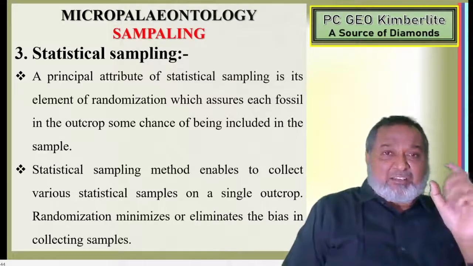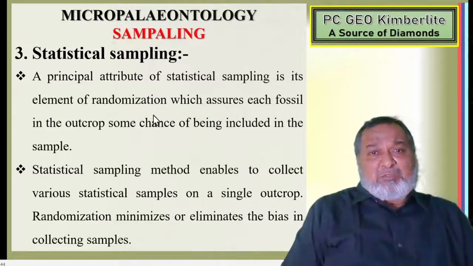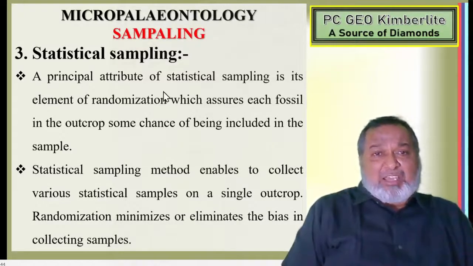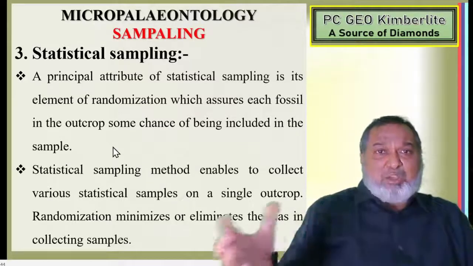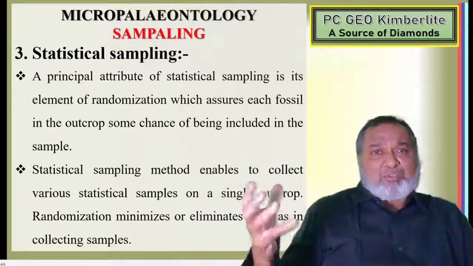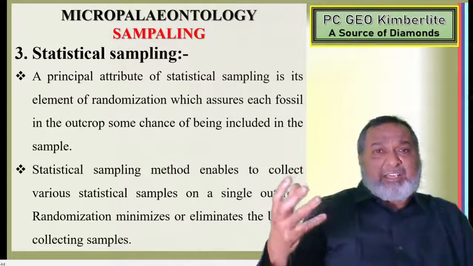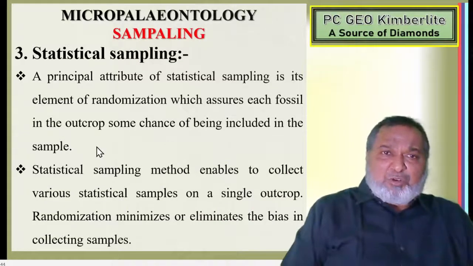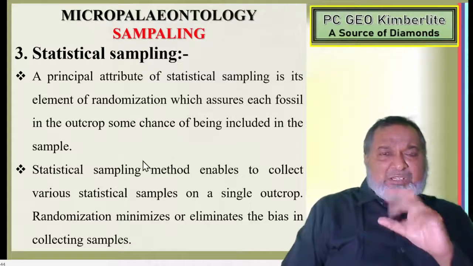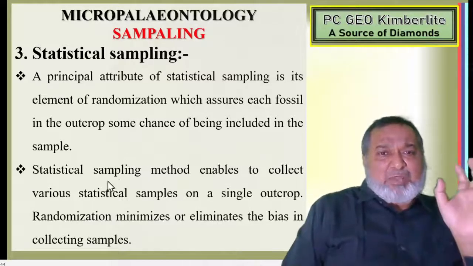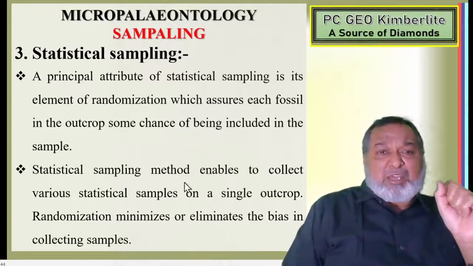Next one, statistical sampling. Here the number is fixed. A principal attribute of statistical sampling is its element of randomization, which assures that each fossil in the outcrop has some chance of being included in the sample. So 100 samples, 200 samples; whatever the sampling, we assume that in that area we can collect a good sample. So we fix the number. I want 10 fossils, or 5, or 20. On that basis we use the statistical sampling method to collect various statistical samples in a single outcrop.